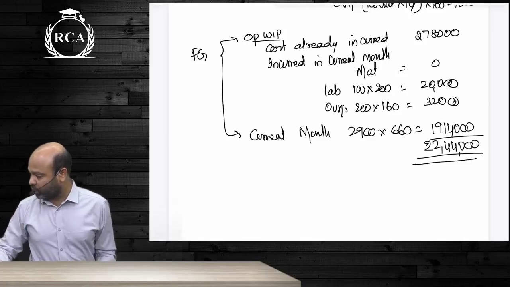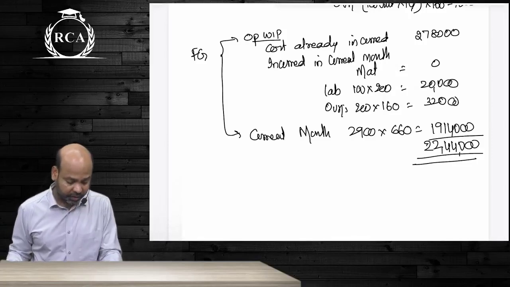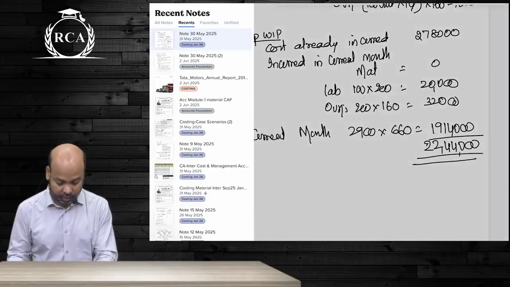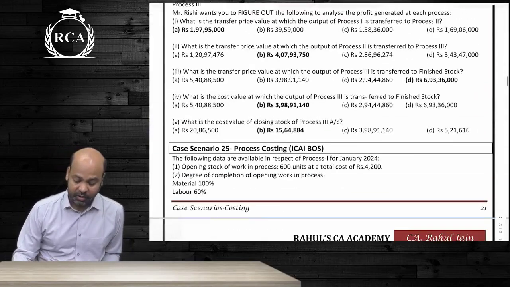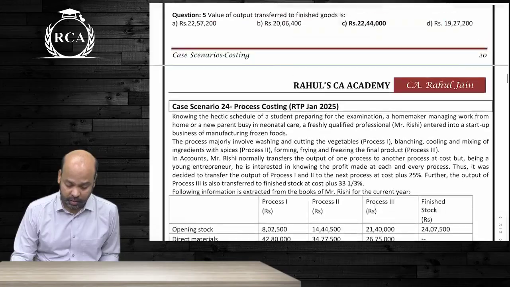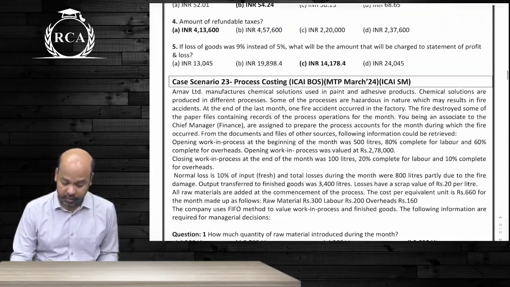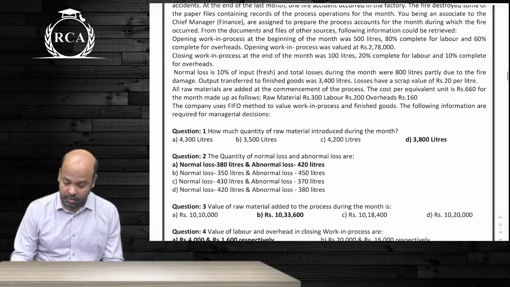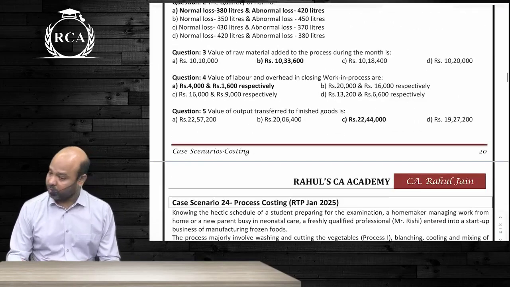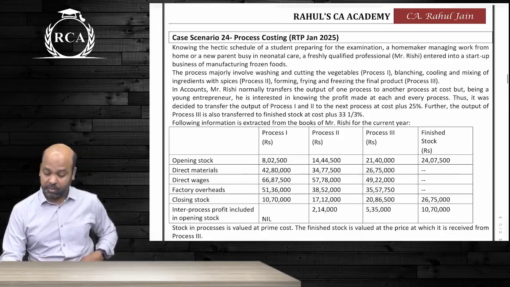Let's continue with the case scenarios, guys. The last thing that we have covered was what? Process costing, correct? But a case scenario number 23. Was 23 completed or not? Question number 23 was done, guys. You have to solve from question number 24.